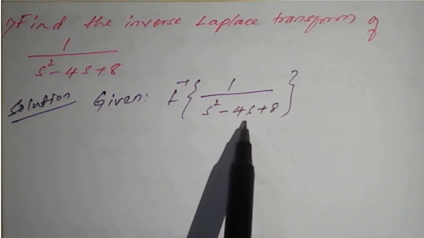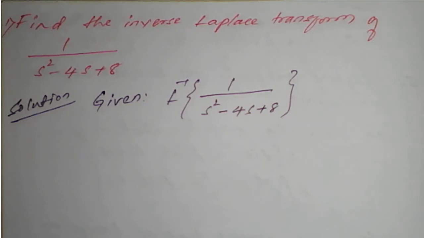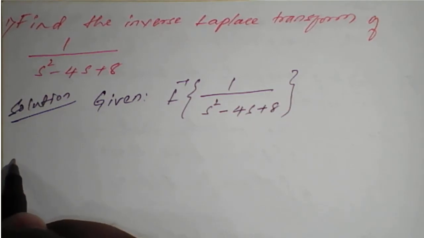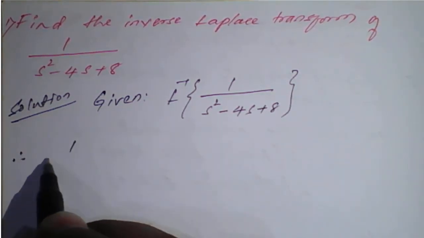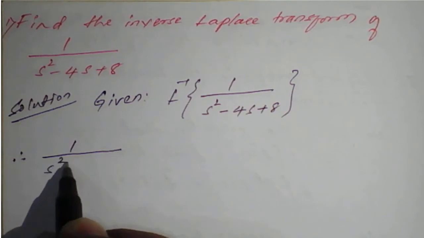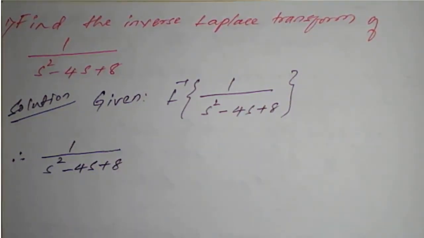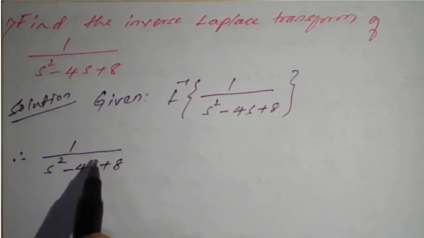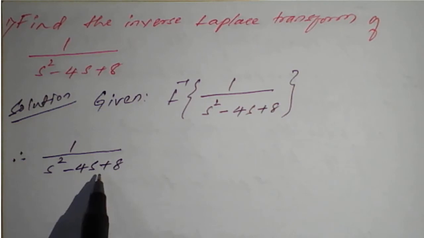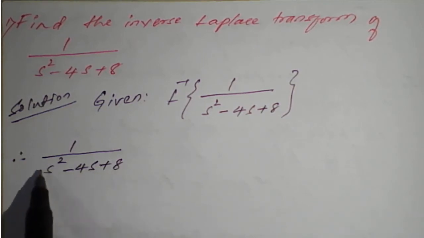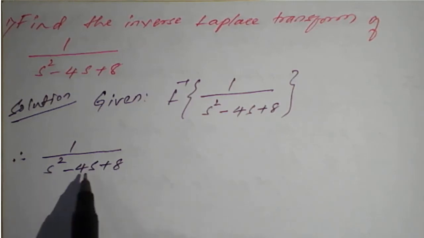But the denominator does not fit any of the standard formulas of the inverse Laplace transform. So what I will do here is take this 1 upon s square minus 4s plus 8, first simplify it, then apply the inverse Laplace. For this, we have to complete the square of this denominator.